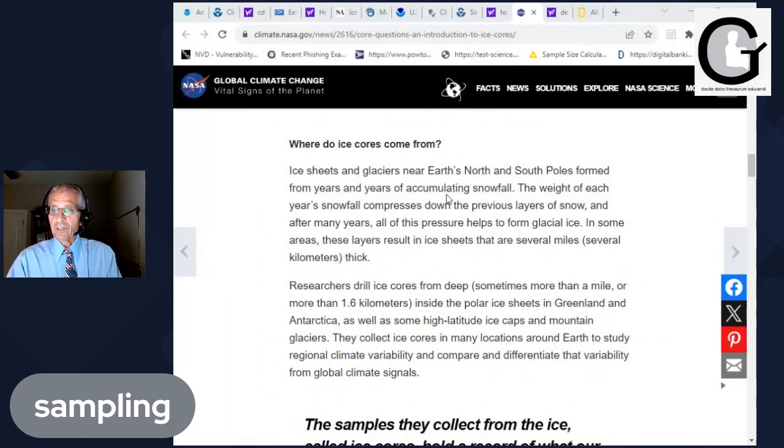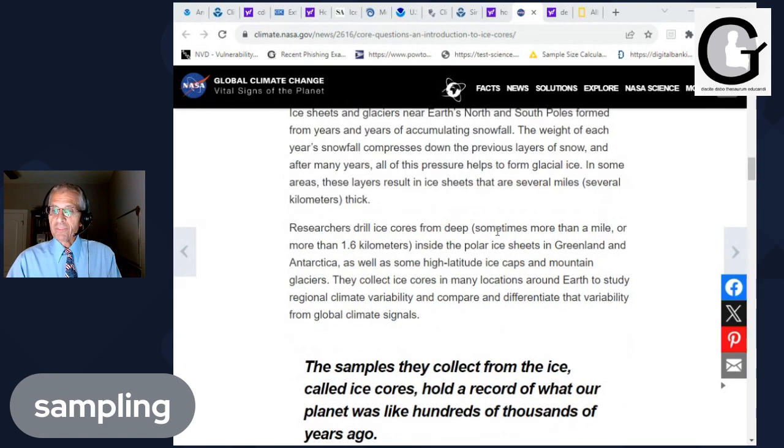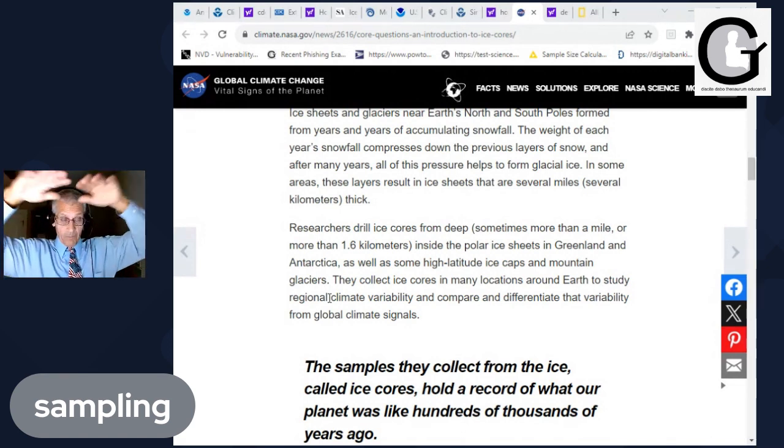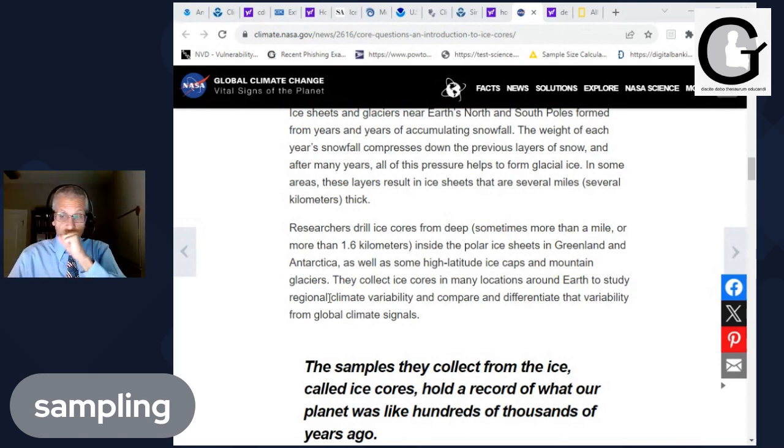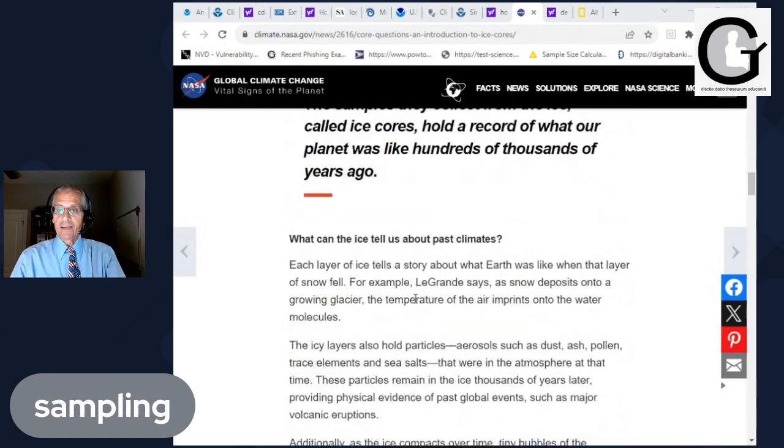Formed from years of accumulating icefall. Researchers drill ice cores from deep, sometimes more than a mile or 1.6 kilometers, inside the polar ice sheets in Greenland and Antarctica, as well as some high latitude ice caps and mountain glaciers. So yes, that's good. So they're getting it from, again, equator here up in this area. And they're finding out, hey, this is what we have.